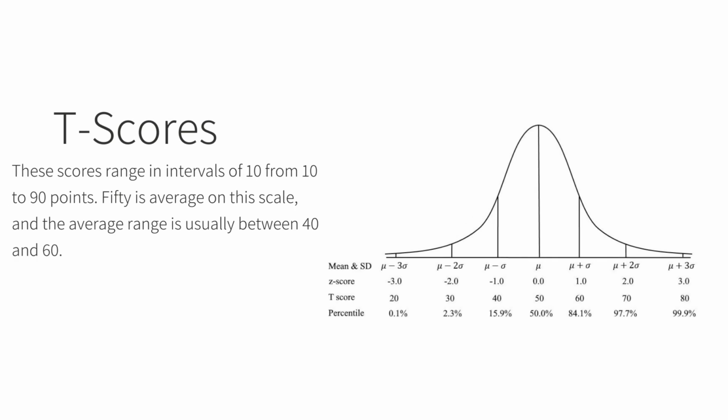We also have the t-scores. T-scores range in intervals from 10 to 90 points. 50 is average on this scale, and the average range is usually between 40 and 60. A t-score is a standard deviation, a mathematical term that calculates how much a result varies from the average or mean. The score that you receive from your bone density, BMD or DXA test is measured as a standard deviation from the mean. And as you can see on the image, I'm not sure if you can see it clearly.